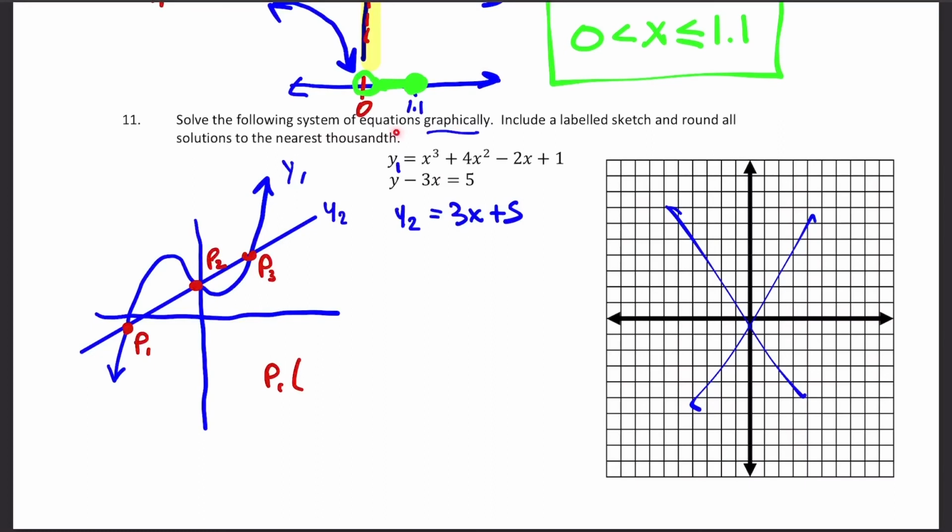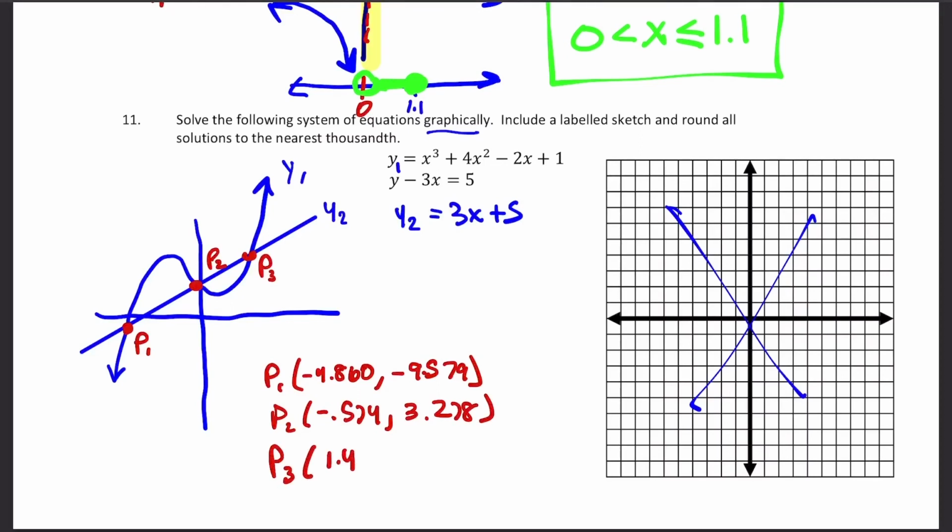P1. And notice this one does say to round to the thousandth. That's 3 decimal places. All right, so P1, I got negative 4.860, negative 9.579. P2, I got negative 0.574, comma, 3.278. And P3, I got 1.434 and 9.301.